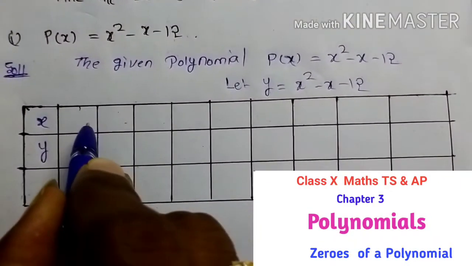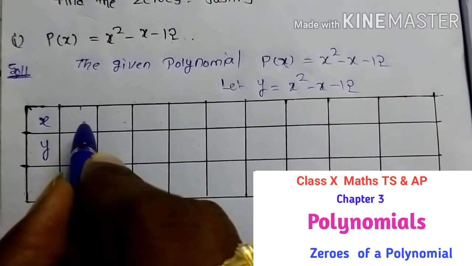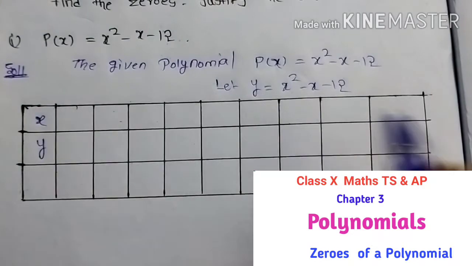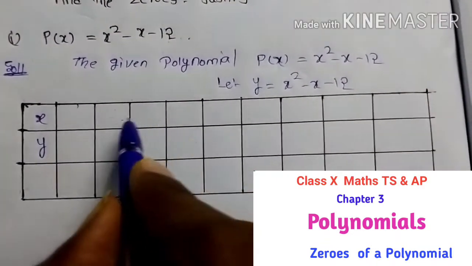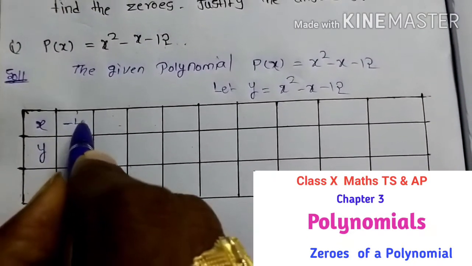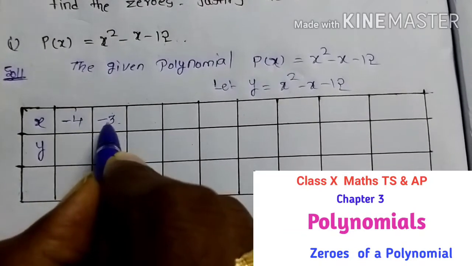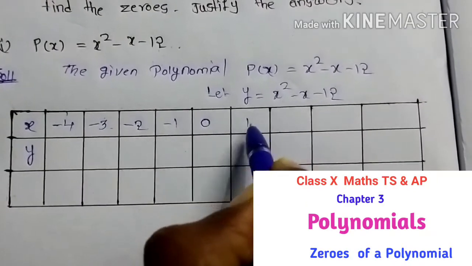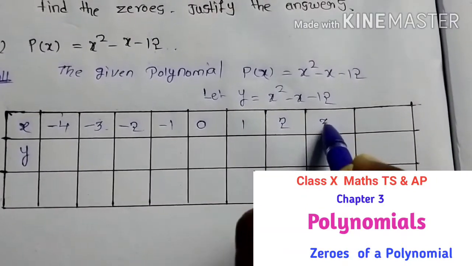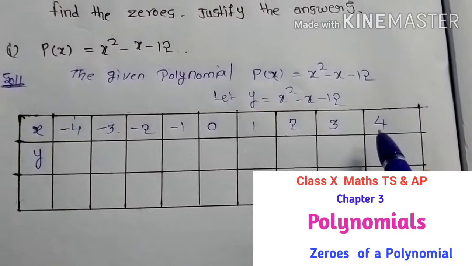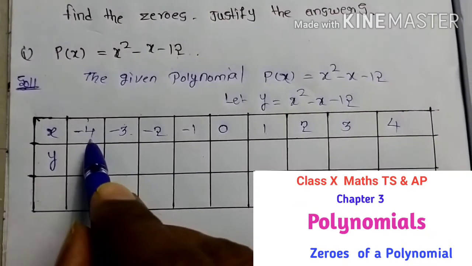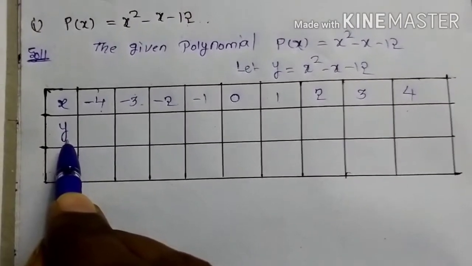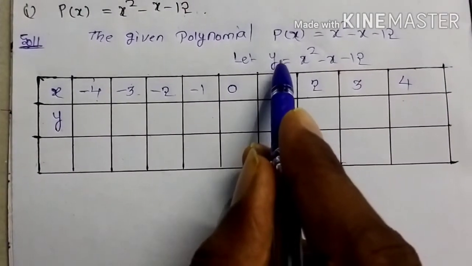You can take at least from minus 4 to plus 4, or you can take from minus 5 to plus 5. Now I am taking only from minus 4 to plus 4. That means x is equal to minus 4, minus 3, minus 2, minus 1, 0, 1, 2, 3, 4. Now you need to find the values of y. How can you find the values of y? Just substitute.